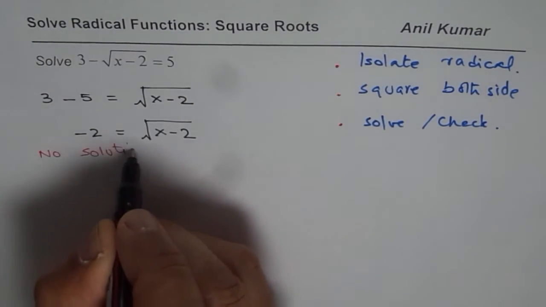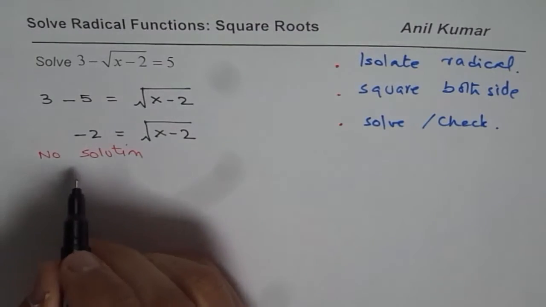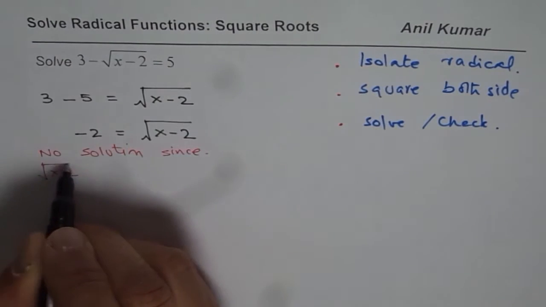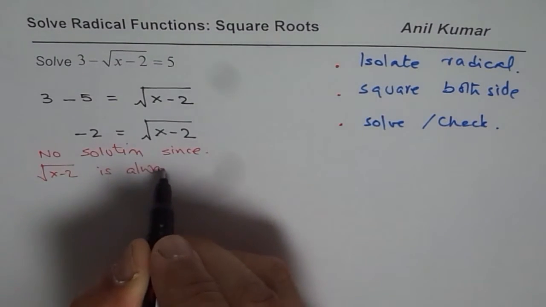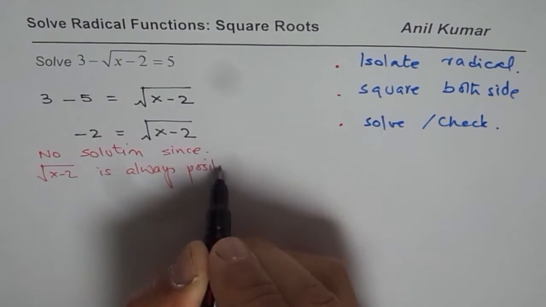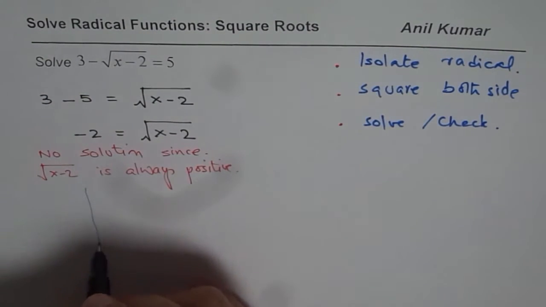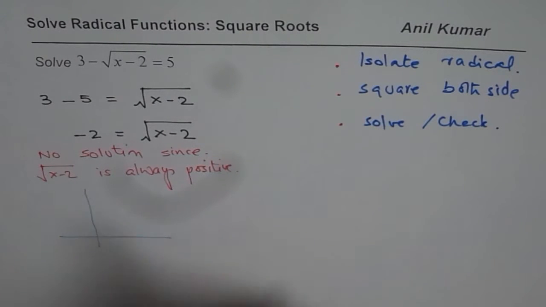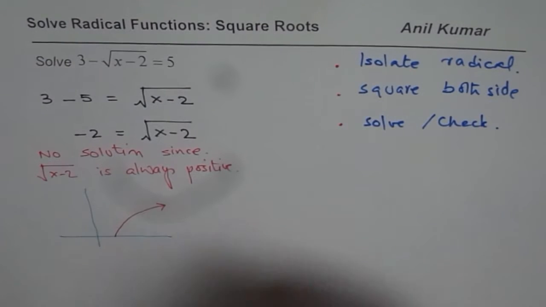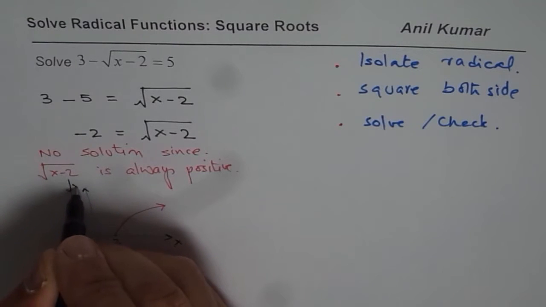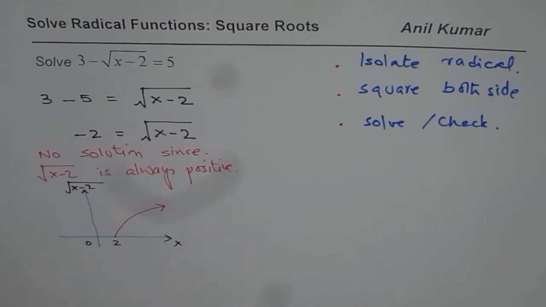So at this stage, you need not square both sides and continue. We can write no solution since square root of x minus 2 is always positive. You get the idea, right? Since it is always positive. If you sketch the graph of square root of x minus 2, what will you get? The graph will be kind of like this, right? Square root function moved 2 units to the right. So this point is 2. So this is x and this is square root of x minus 2, right? So that is how it is going to be. So this particular question has no solution.